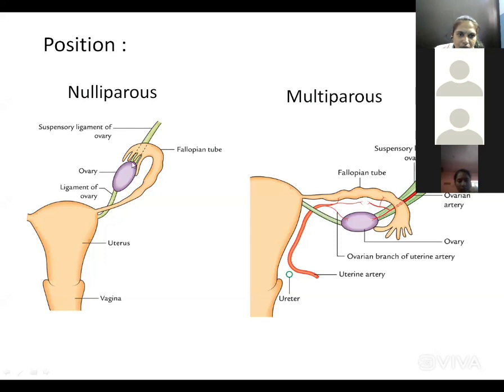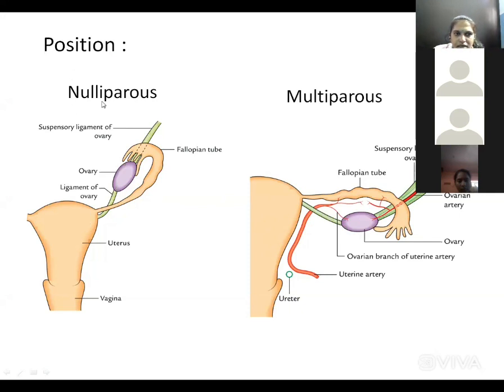So it is having an upper pole and a lower pole. But in case of multiparous woman, it lies horizontally. So the upper pole becomes the lateral pole, and the lower pole becomes the medial pole. Another way, this end is also called the tubal pole because the fimbriae of the fallopian tube are attached over them. So it is the tubal pole and this one is the uterine pole because this pole is attached to the uterus.